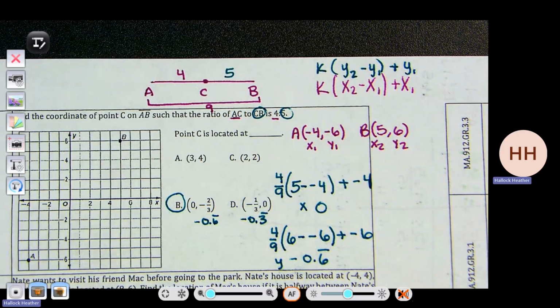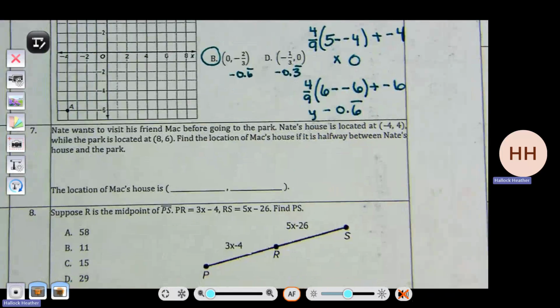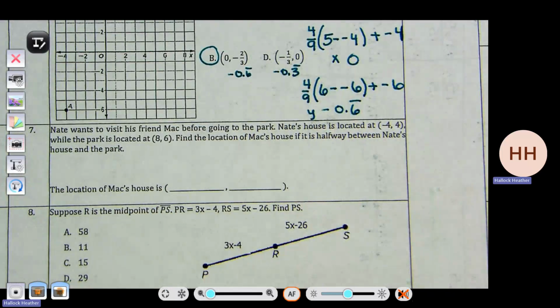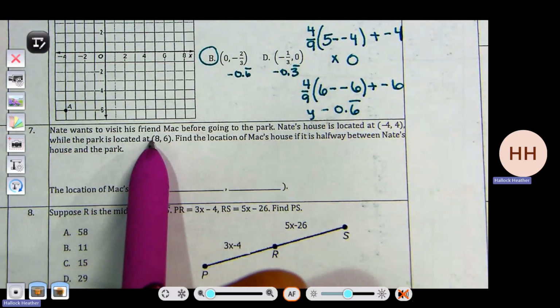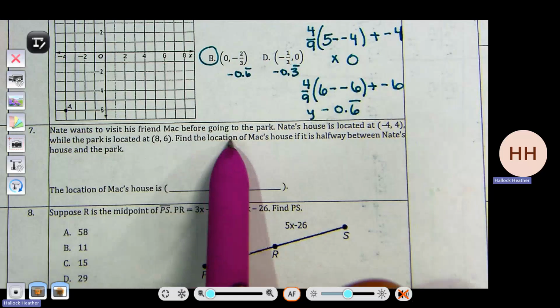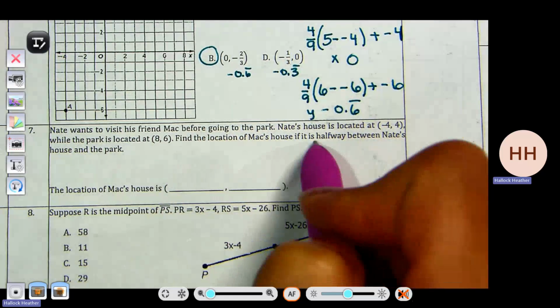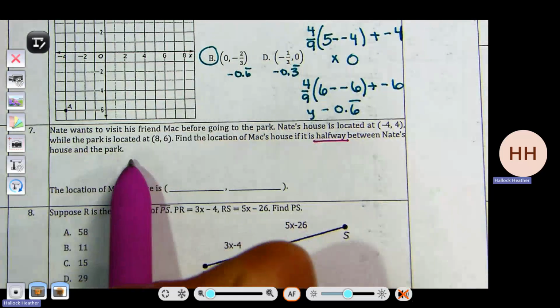And then let's go to the next one. Next one says, Nate wants to visit his friend Mark before going to the park. Nate's house is located at -4.4, while the park is located at 8.6. Find the location of Mark's house if it is halfway between Nate's house and the park.